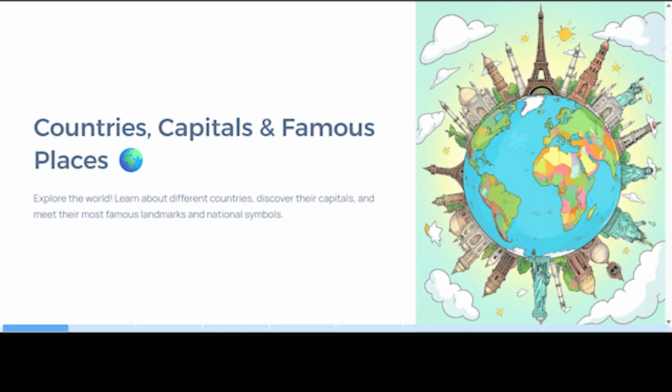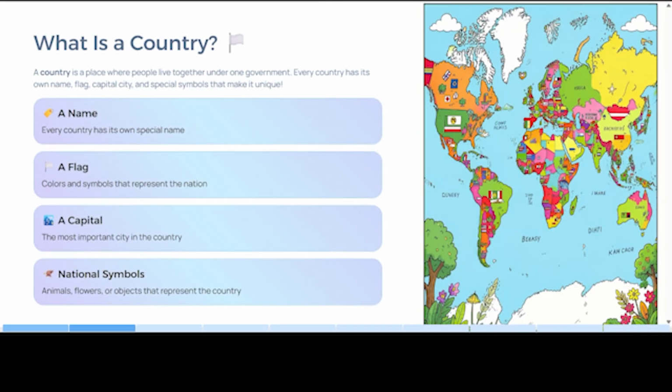First we are going to see what a country is. Before we start our world tour, let's understand something important, okay? So what exactly is a country? A country is a place where people live together under one government and follow the same laws, okay? Think about your home. Your home has rules that everyone follows, right? In a similar way, a country also has rules that help millions of people live together peacefully, okay? Every country is unique and has its own identity, okay?